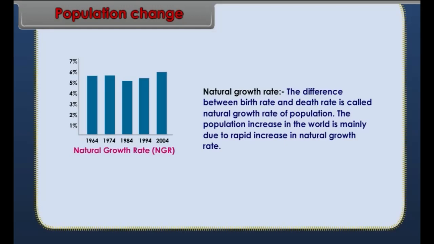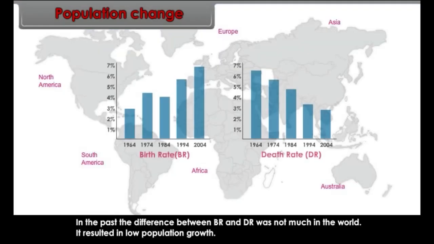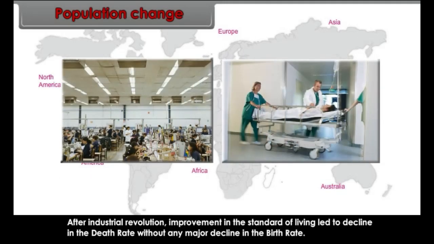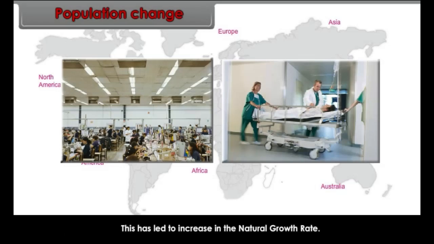The population increase in the world is mainly due to rapid increase in natural growth rate. In the past, the difference between birth rate and death rate was not much in the world. It resulted in low population growth. After the Industrial Revolution, improvement in the standard of living led to decline in death rate without any major decline in the birth rate. This has led to increase in the natural growth rate.